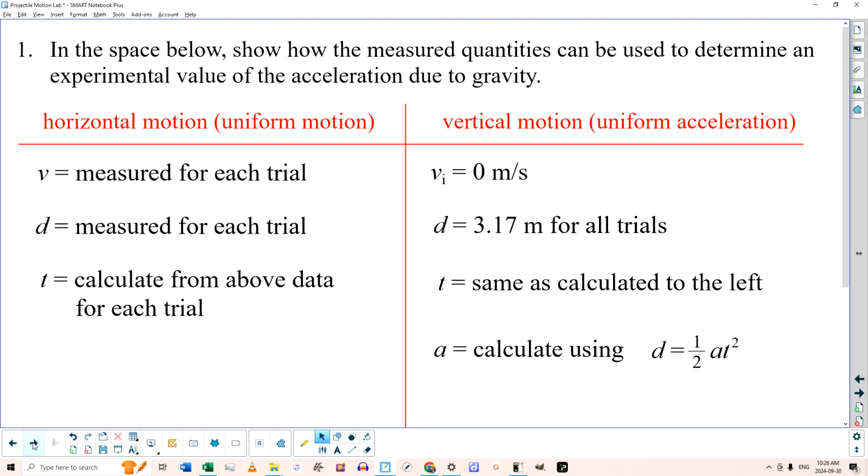If we rearrange it for the acceleration, we get a equals 2 times d over t squared. So what you would have to do first is take your distance and your speed and divide distance by speed to get time. In your analysis next, you would say that's the same time on the right as it is on the left, because it is only one object moving horizontally and vertically at the same time. Then you can take that time and put it along with the 3.17 meters into this formula at the bottom of the screen to get the acceleration due to gravity.